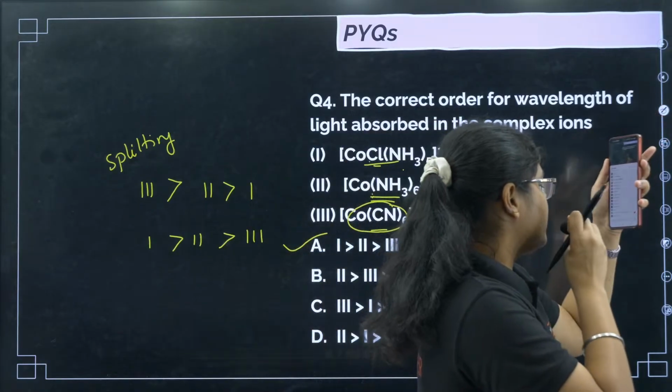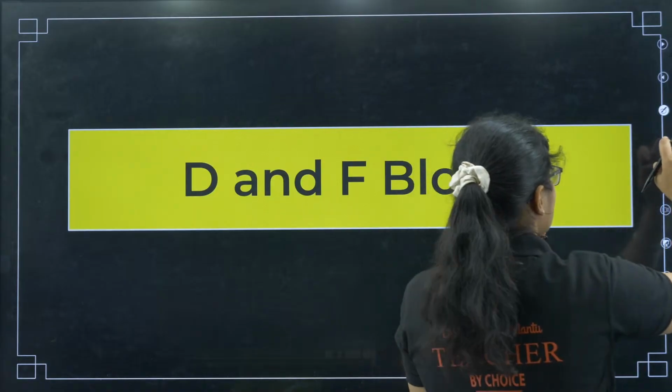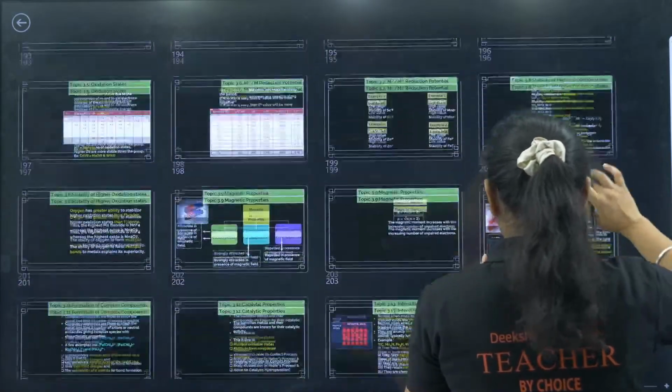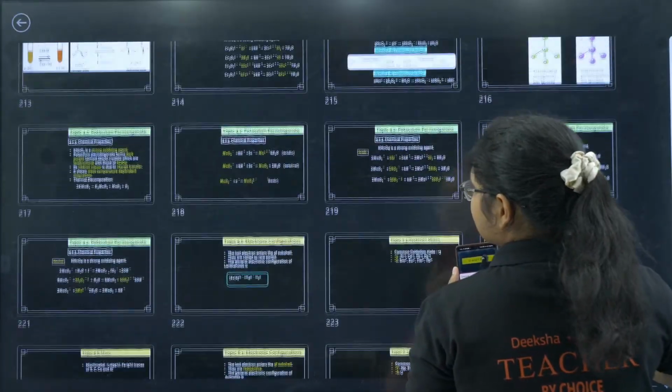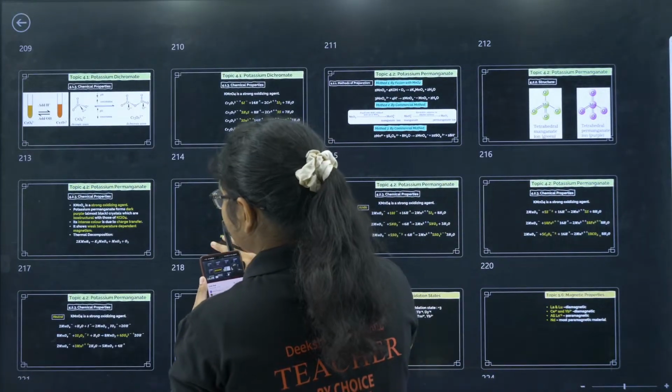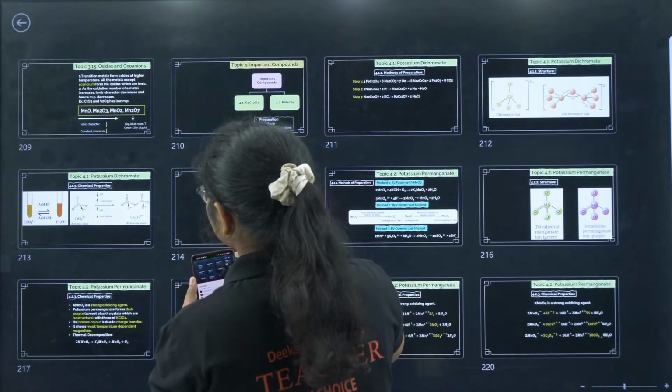Okay, no Nazia, this is the last part. We have revised all the chapters, right? So no more parts. Okay, so for d and f block, we will be discussing certain oxidizing properties I want to discuss, from where questions can be asked majorly.